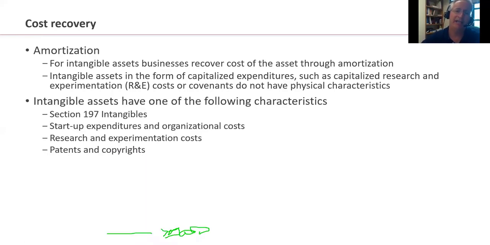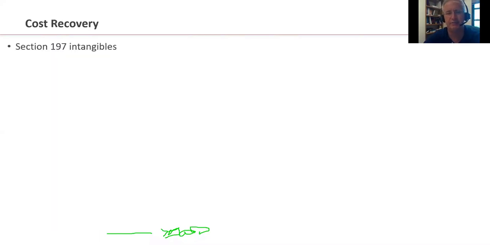So intangible assets have one of the following characteristics. They are either a Section 197 intangible. And again, I wish I had a better name for you, and I wish 197 wasn't so close to 179, but it is. So we'll talk about what a 197 intangible is in a little bit. Startup expenditures and org costs are intangibles. Research and experimentation costs, and then patents and copyrights. Those are kind of the big four, right? So these are the ones you're most likely to run into.